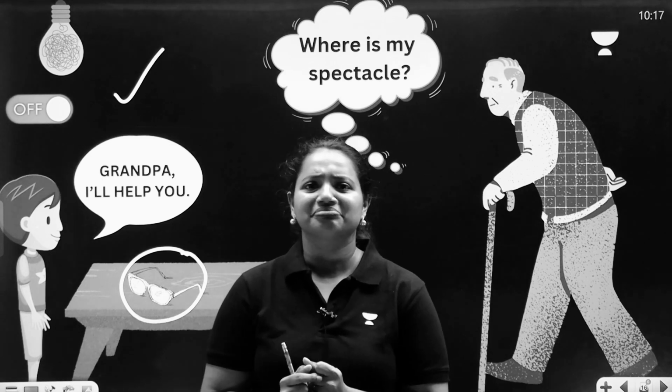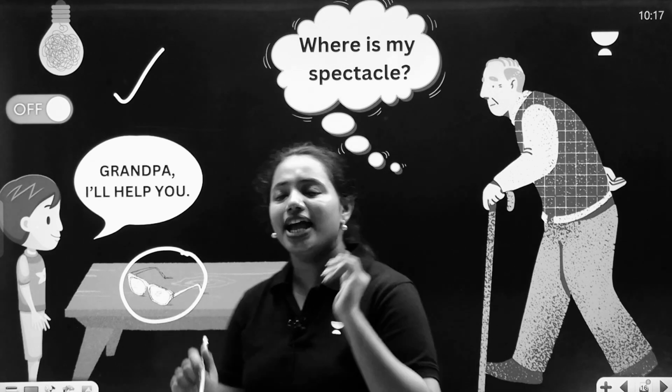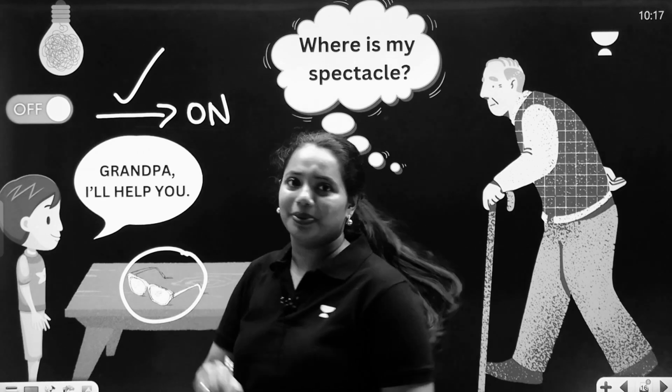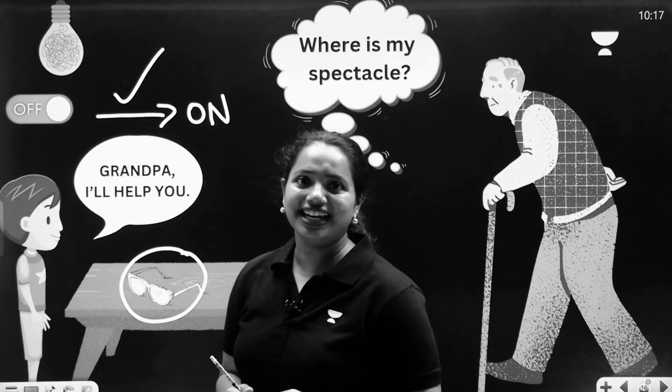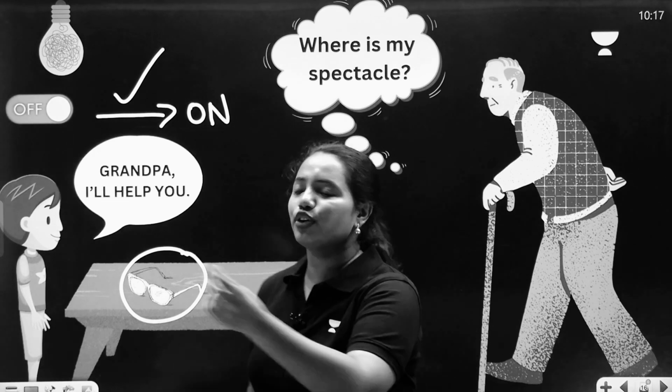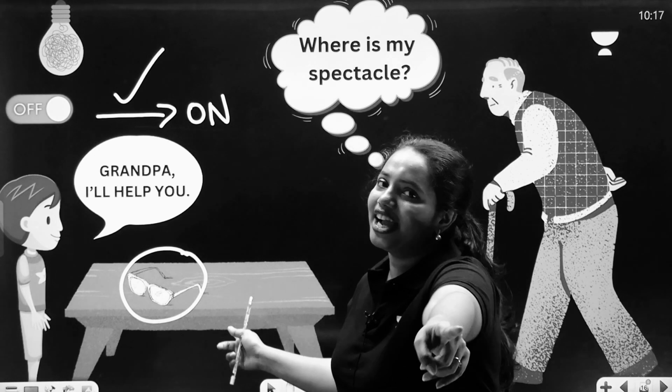Exactly, he is going to turn on the bulb, right or not? Exactly. So what happens? The room gets light and therefore he will be able to see the spectacles. Am I right or not?